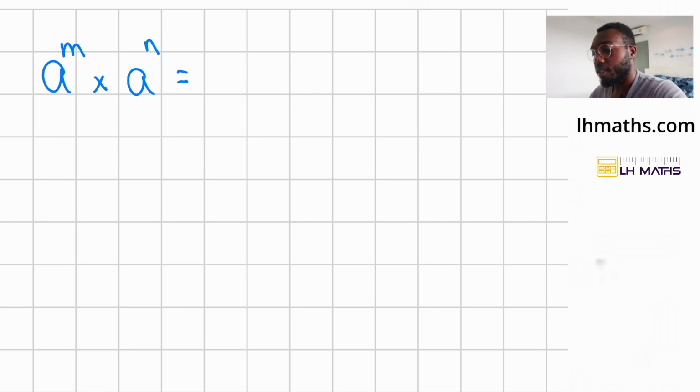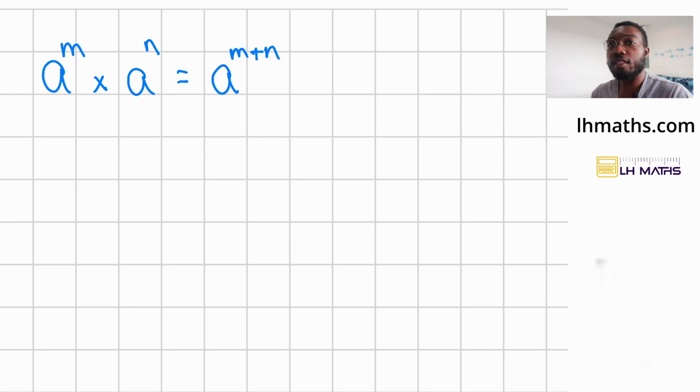So there are 4 rules which we need to look at when we're dealing with indices. The first rule would be something like this: a to the power of m times a to the power of n. When we have two numbers with the same base number but being multiplied with different indices, then it would be a^(m+n).